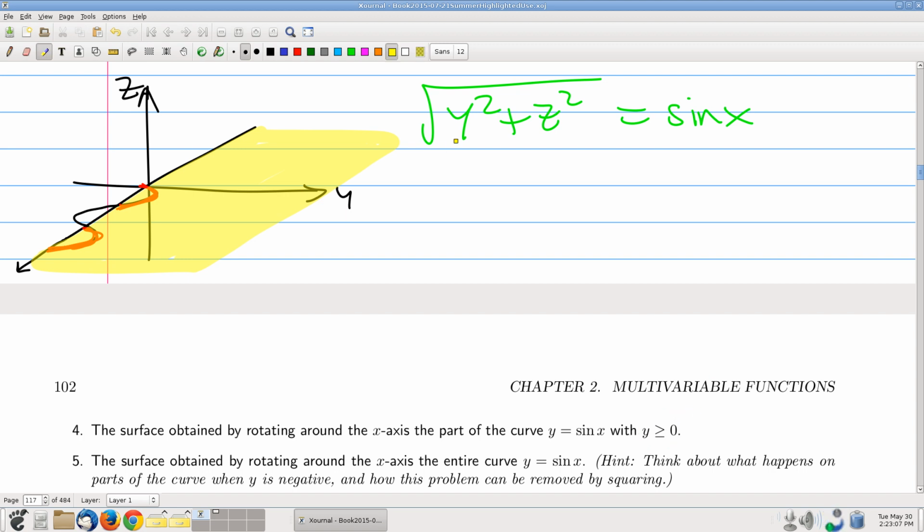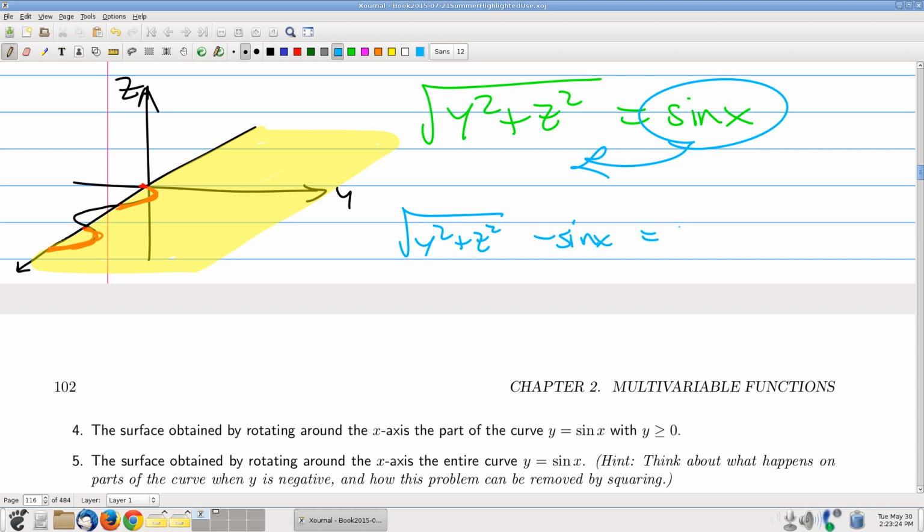In number 5... Oh, so that's the answer? Well, no, so this is the equation. And then, of course, that means that you got to take this and move it over to the other side, and so you get the square root of y squared plus z squared minus sine x equals 0, and so that's your function. Everybody happy?